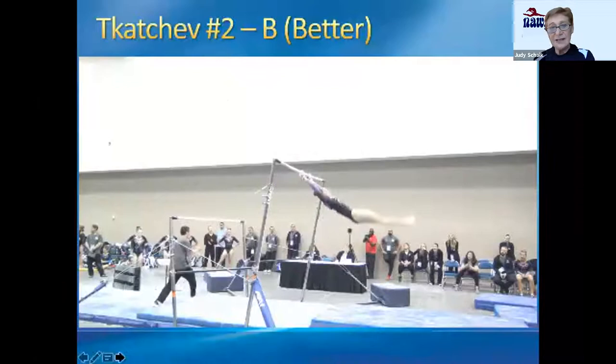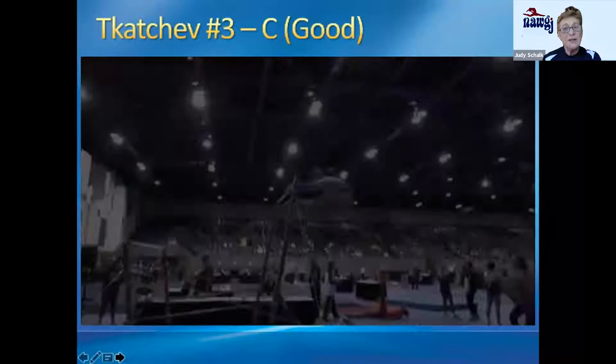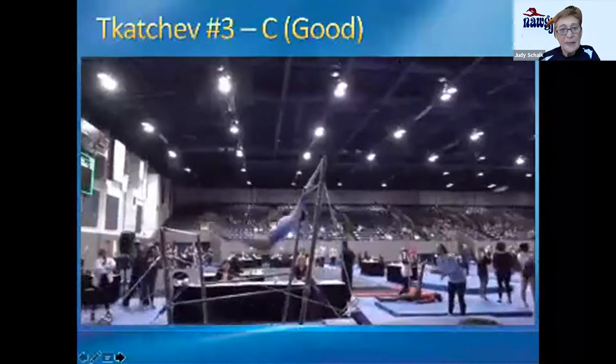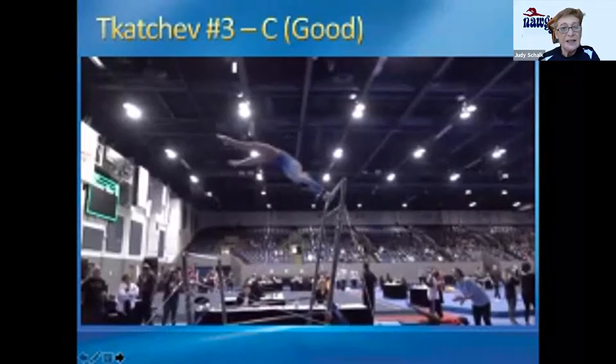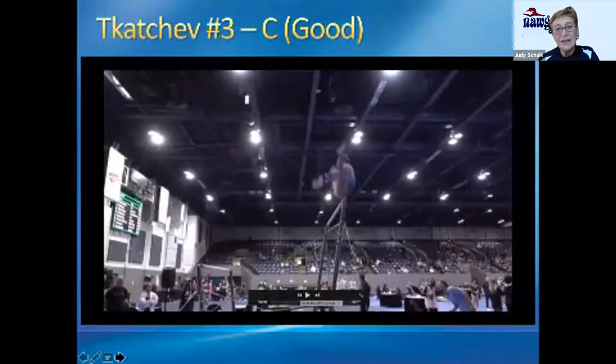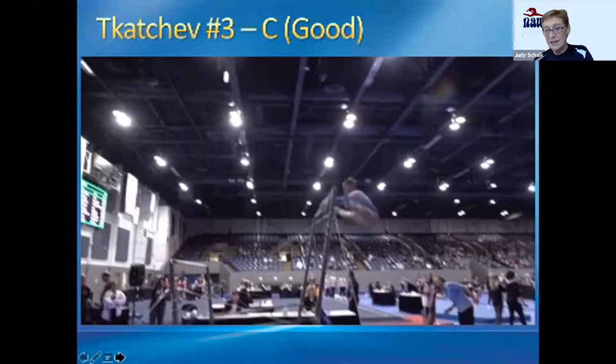And our last example with a C ranking. Insufficient upswing, release early. Failure to rise and no rotation. Catch with hips below high bar and feet in front of shoulders. Legs bent on tap swing, but otherwise clean form.